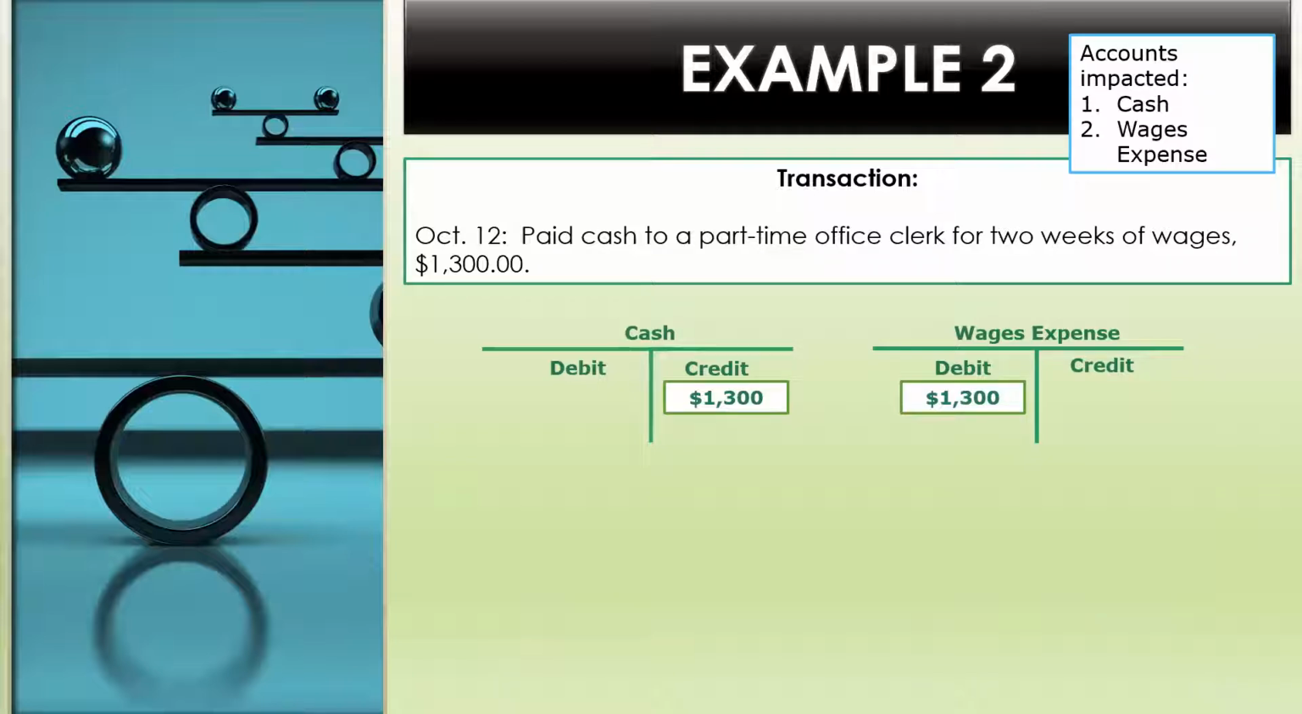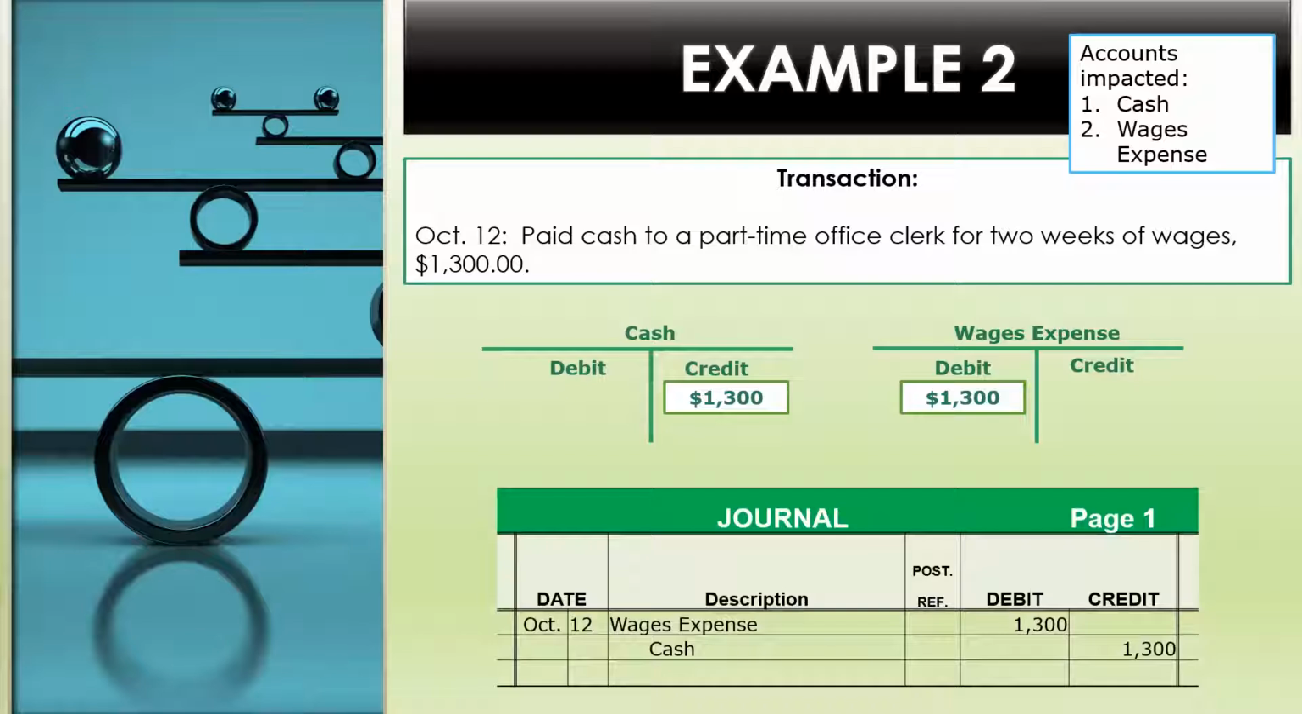Example 2, business transaction. On October 12th, we paid cash to a part-time office clerk for 2 weeks of wages in the amount of $1,300. This transaction impacts cash and wages expense. Here is our journal entry.